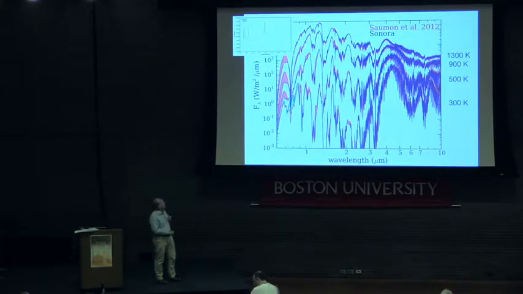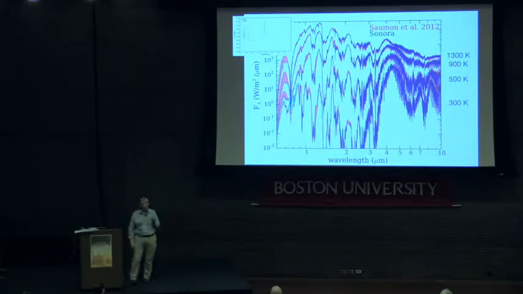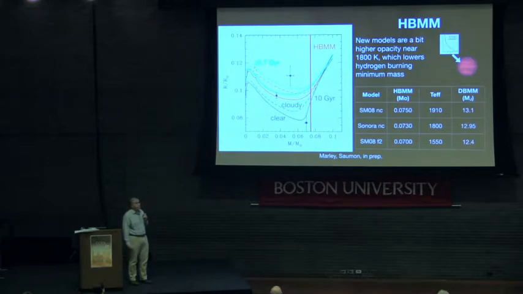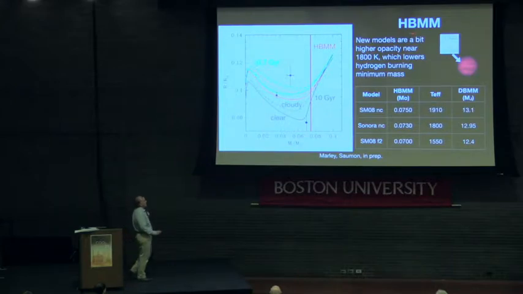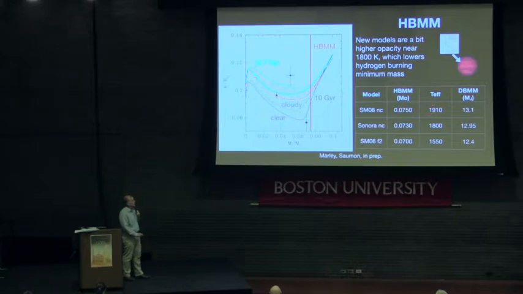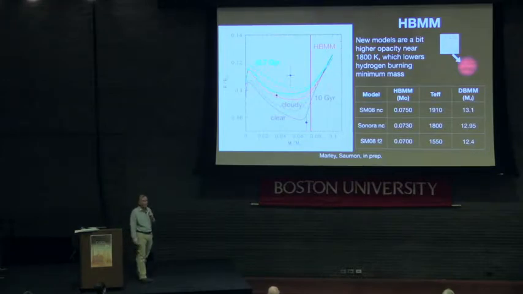There's also differences in detail because of methane and new water opacities in particular. So the first result, now kind of using models to study brown dwarfs, is we have a new value for the hydrogen burning minimum mass. This is Didier Simon's work. The minimum mass has gone from 0.075 to about 0.073 because there's a little bit more opacity, around 1800 Kelvin, which allows it to burn hydrogen to lower temperatures.